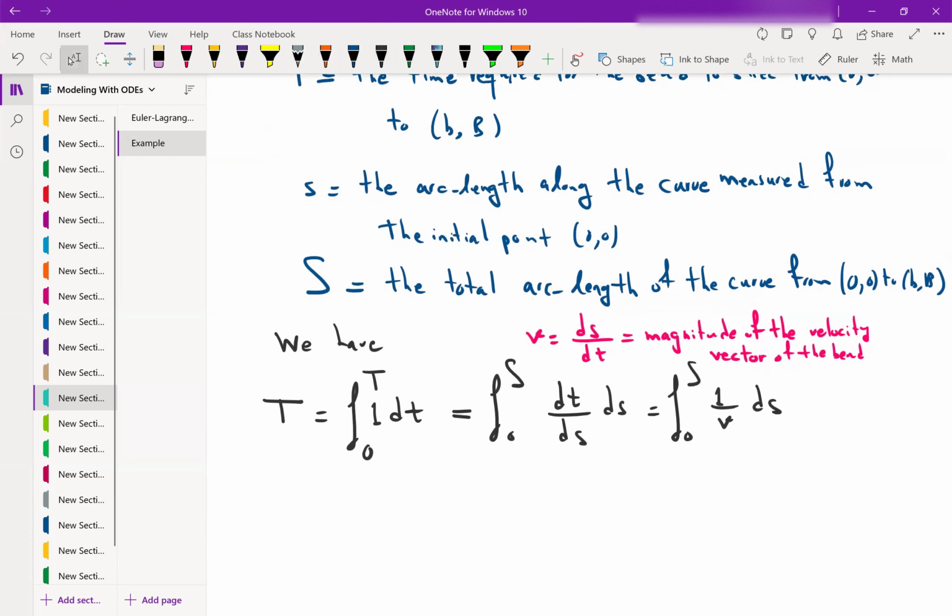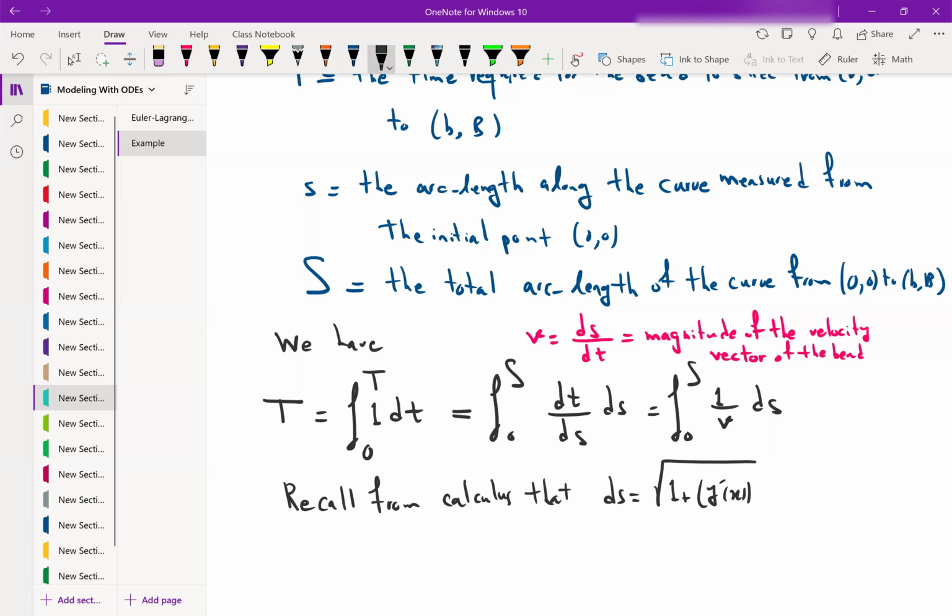Now, what we know about this infinitesimal arc length, ds. Again, I really hope that you remember this from your calculus courses. I will make a quick comment about this as well. Recall from calculus that ds is the square root of 1 plus y prime of x squared, dx.